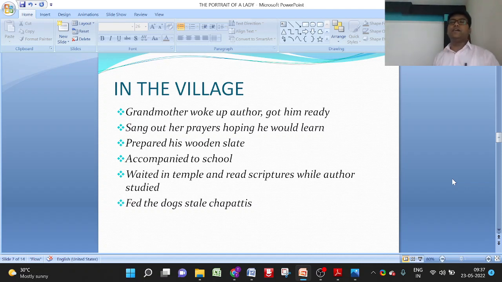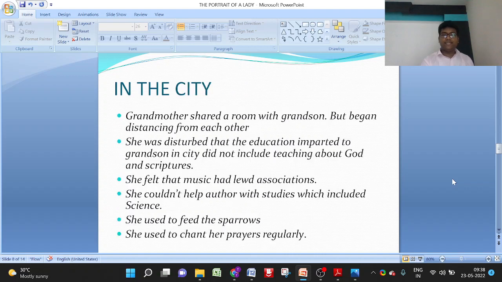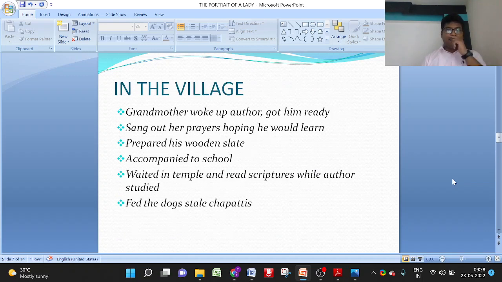Now again I'm here in the village. The text has two parts. In one part, in the village life, how these two people spent quality time together. Again, in the next slide I have the city. In the city, when they came back to the city, how their life changed and what changes took place over there with time. This is to see. So these are the two things we'll see.